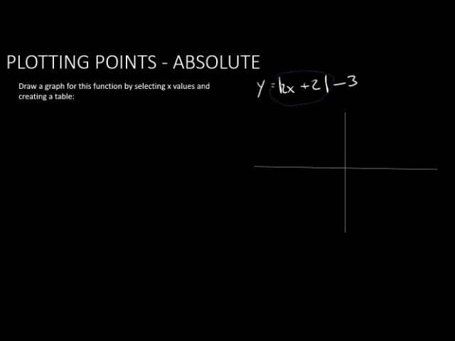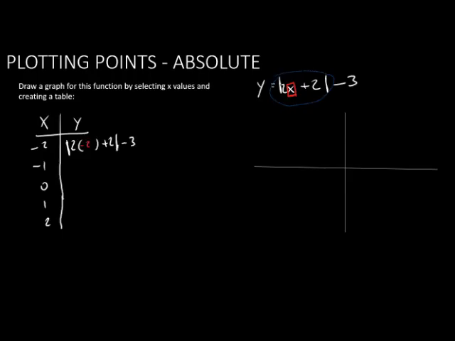Let's begin by making our table for x and y, and we'll select more x values this time. We'll use -2, -1, 0, 1, and 2. Now let's find the y's that go with them. We'll begin by placing a -2 wherever we see the x in our absolute value function. We would have absolute value of 2 times -2 plus 2 minus 3.